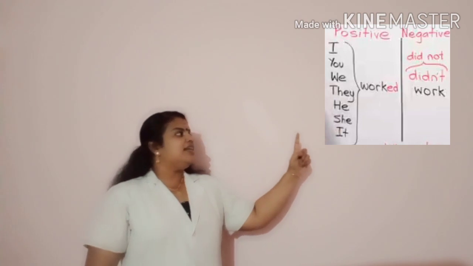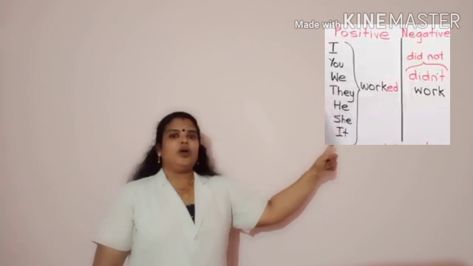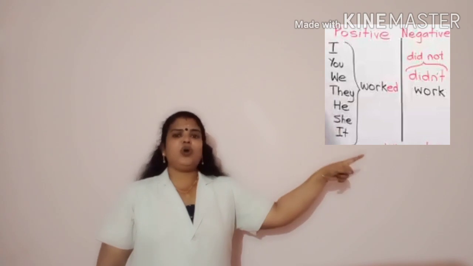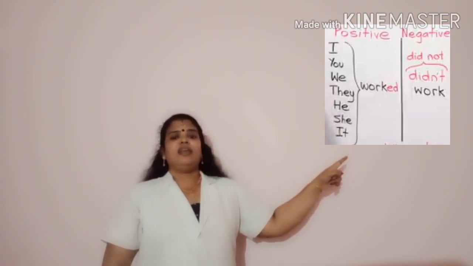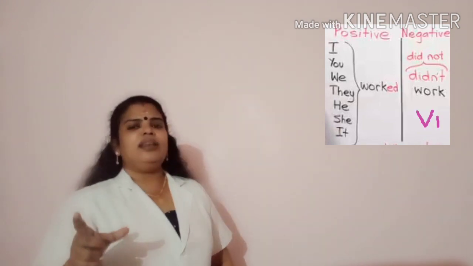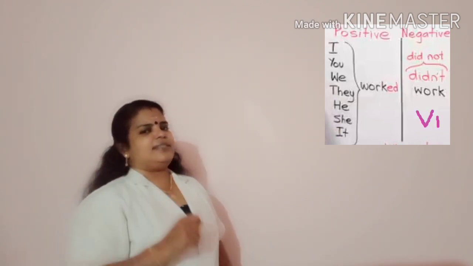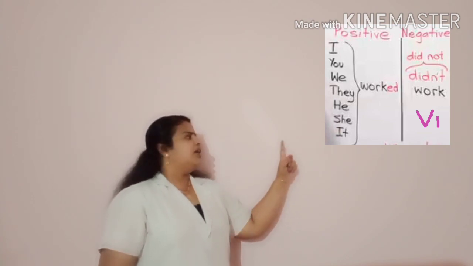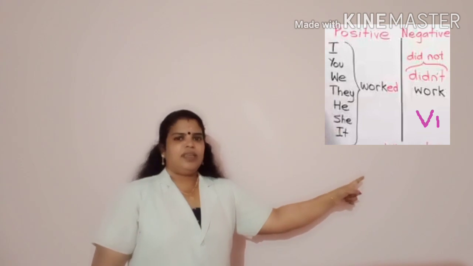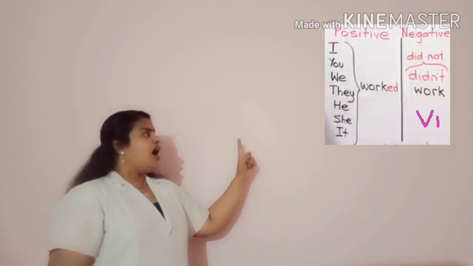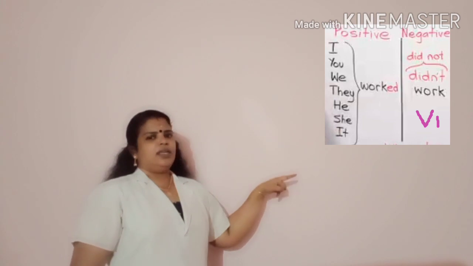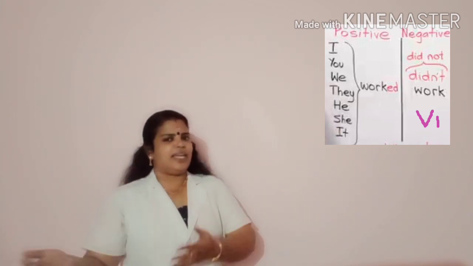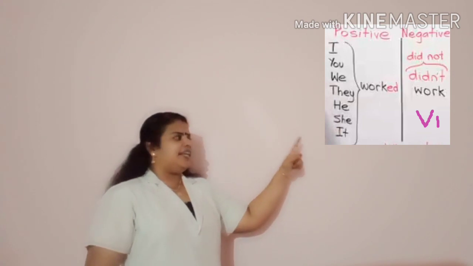I did not work. Work changed to work. We want to use the V1 form, the base form, in a negative sentence. Then the second one: you did not work. But in a positive sentence it is I work, you work. But when we change it into a negative sentence, I did not work. We want to write the base form of the verb.